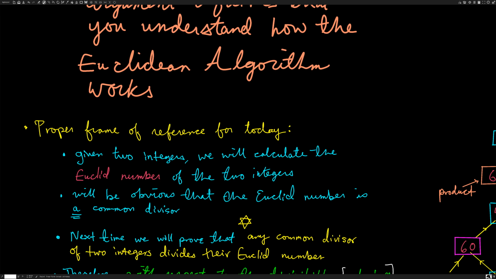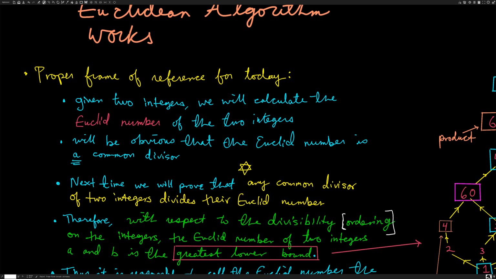So given two integers a and b, we're computing a statistic called their Euclid number. Statistic means computable function of the data. It means measurable function of the data, but measure theory is some CIA bullshit. So think computable function of the data. It'll be obvious that the Euclid number is a common divisor of the two integers. Next time we'll prove the starred fact, which is that any common divisor of two integers divides the Euclid number, and I'm going to outline that argument today.